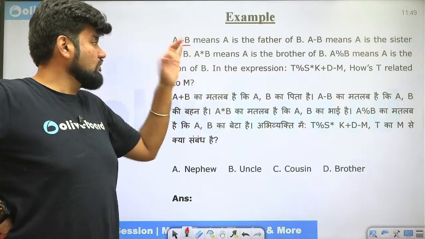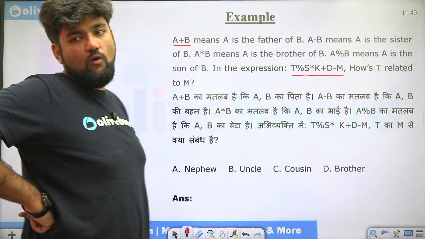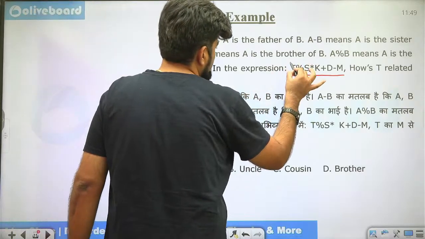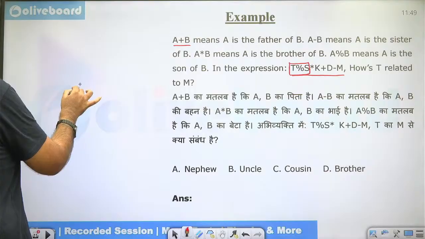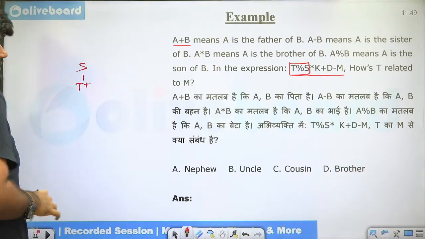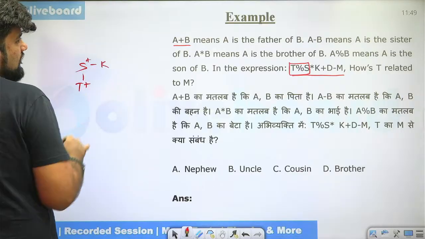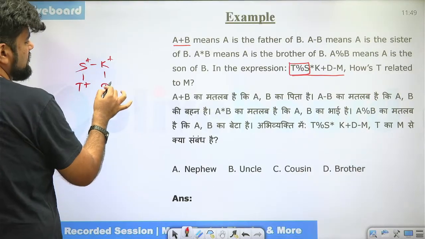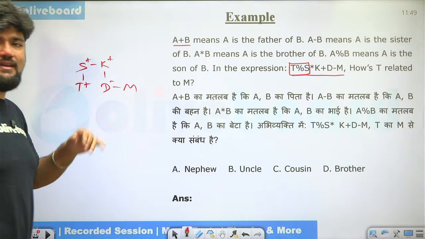Okay. Now they've given you an expression: T percent S asterisk K plus D minus M. And they're asking you how is T related to M. So basically you'll have to convert this also into a family tree. How will you do that? You will take it two at a time and start plotting it. T percent S, T is the son of S. At this stage, this might seem time consuming, but just observe. S asterisk K, S is the brother of K. K plus D, K is the father of D. And D minus M, D is the sister of M. You can quickly solve it, not an issue. Just make it a habit.